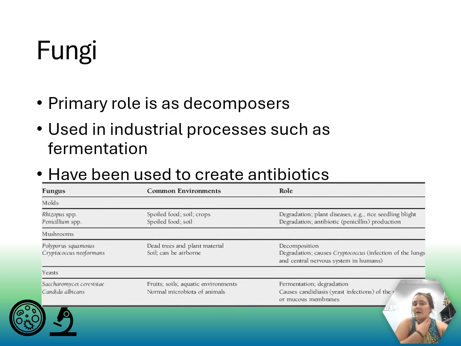So the primary role of fungi tends to be as decomposers. They basically break down dead matter, which is great. They are really, really essential on Earth because of that. And they're actually very useful in industrial processes, many times as fermentation. So if you think about fermentation processes, yeast, right, to make bread, is one great example. And they actually have been used to create lots of antibiotics. So penicillin, as the first antibiotic, came from a fungal species.